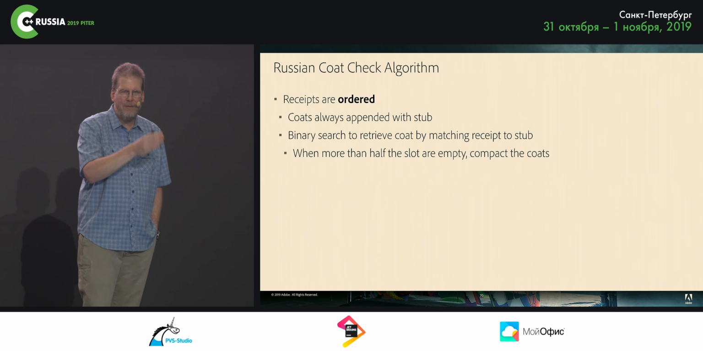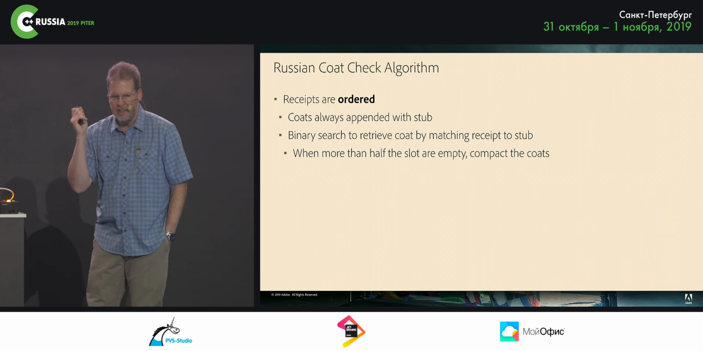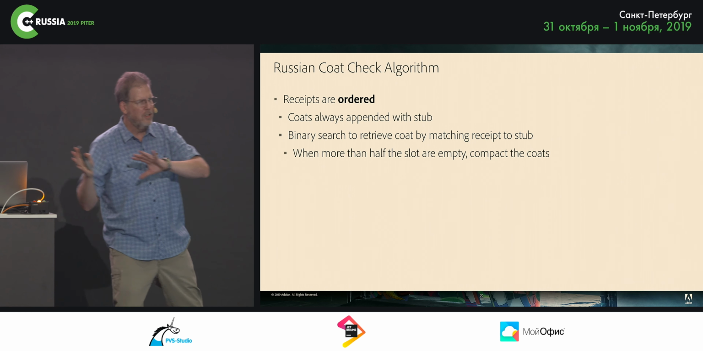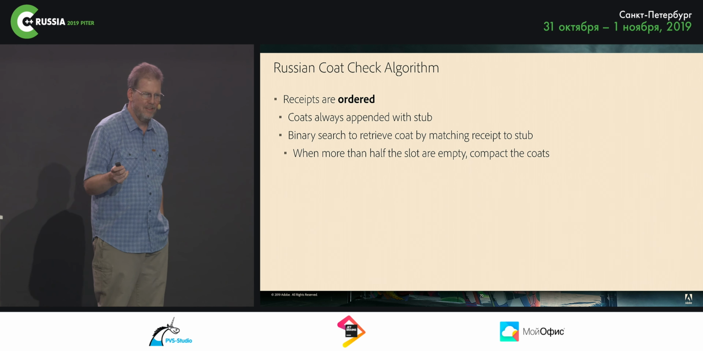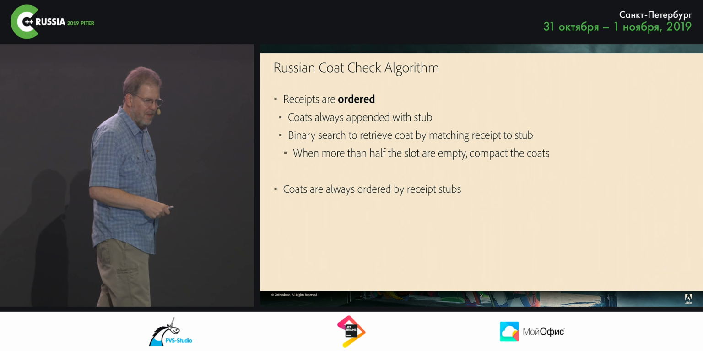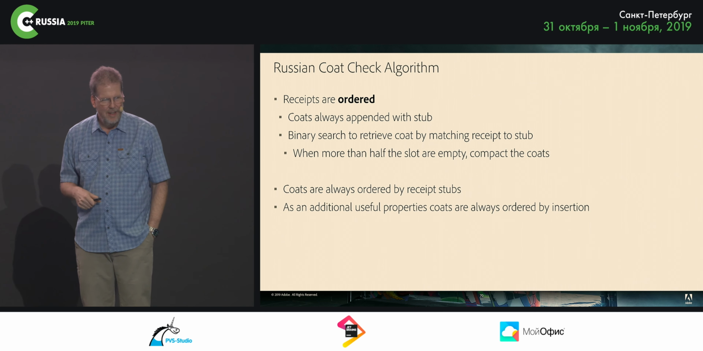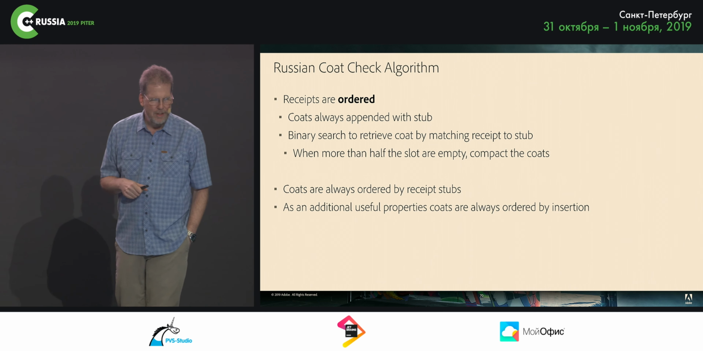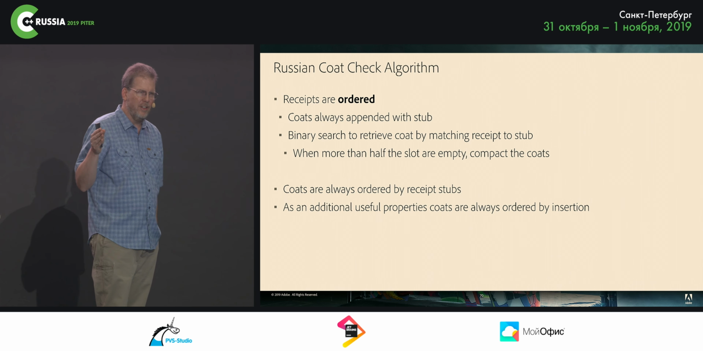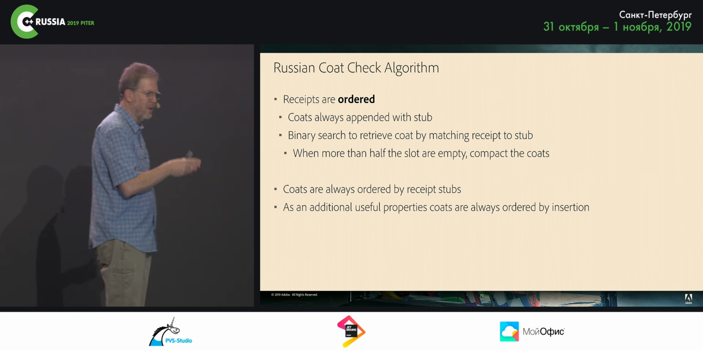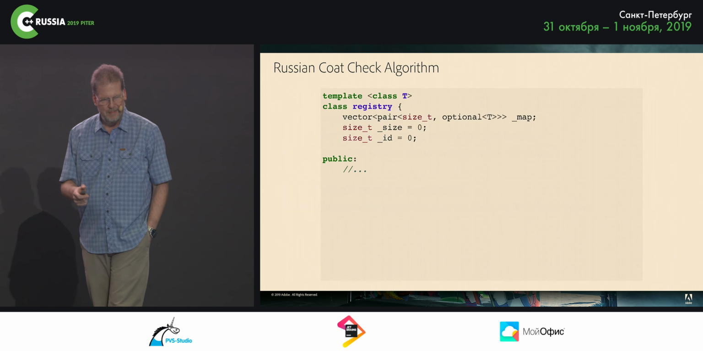When more than half of the slots are empty within our coat check, because we've retrieved the coats, we can just squish all the coats together to make space to put more coats on the end. Okay? So our coats are always ordered by the receipt stubs. And as an additional useful property, coats are always ordered in the order they were inserted. Okay, so if I'm iterating them, I'm always iterating them from oldest to newest.